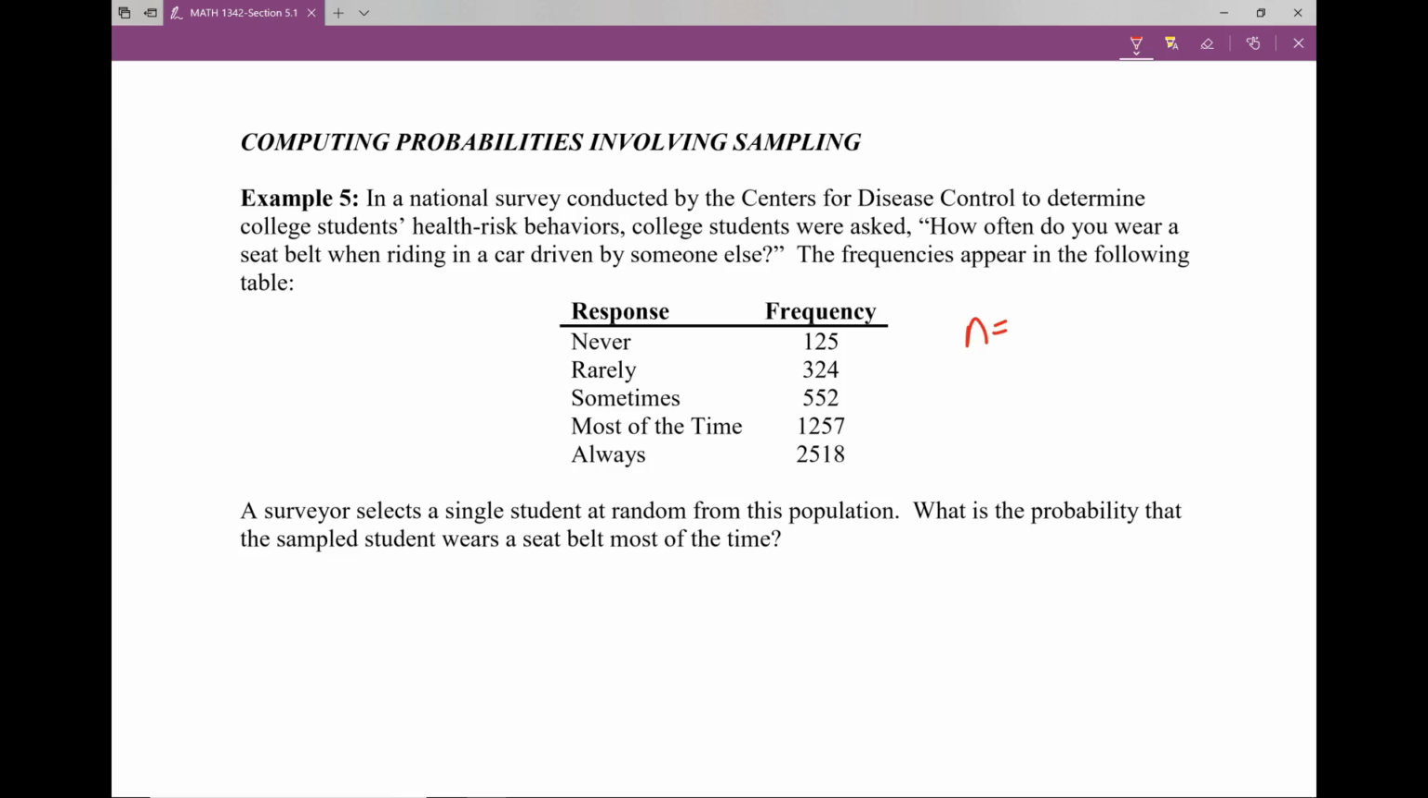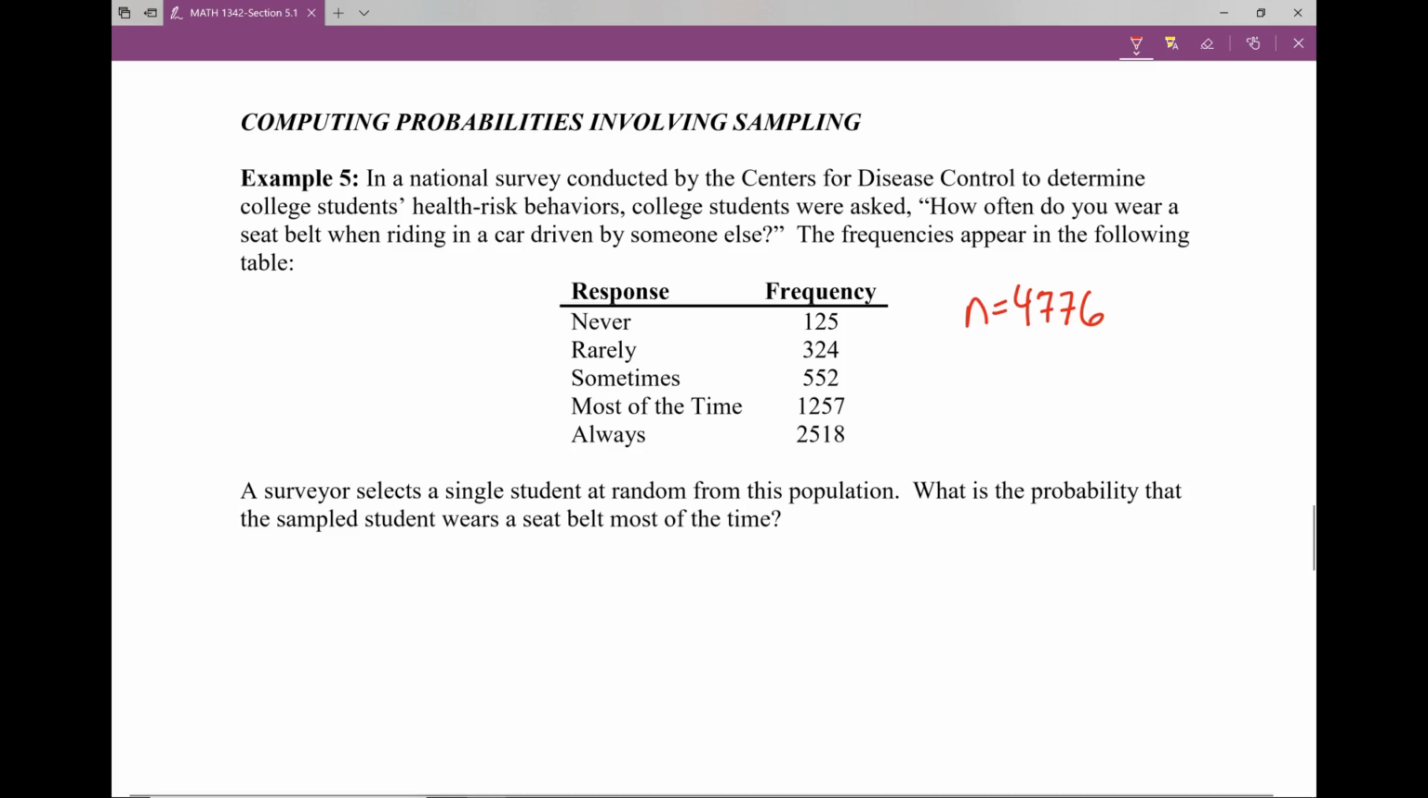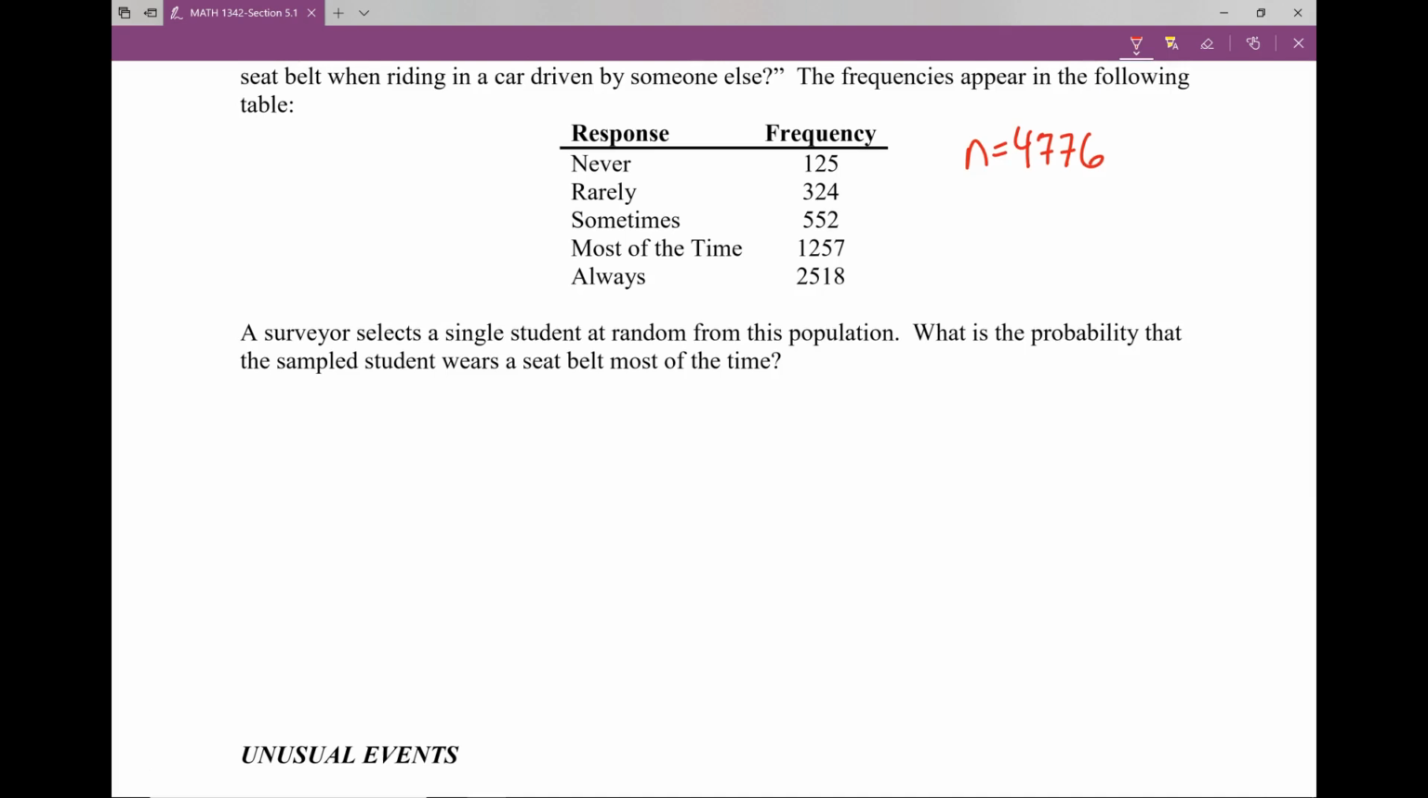So how we do that is we just add up these frequencies. We take 125 plus 324 plus 552 plus 1,257, 2,518. And we get that there were a total of 4,776 students surveyed in this particular example. A surveyor selects a single student at random from this population, so from this group. What is the probability that the sampled student wears a seatbelt most of the time?